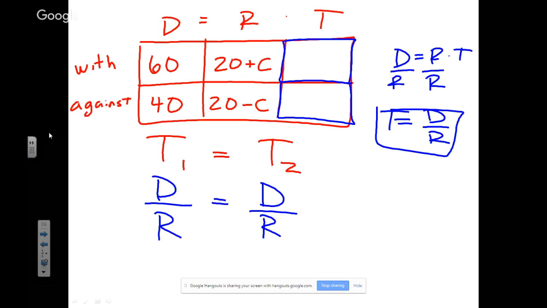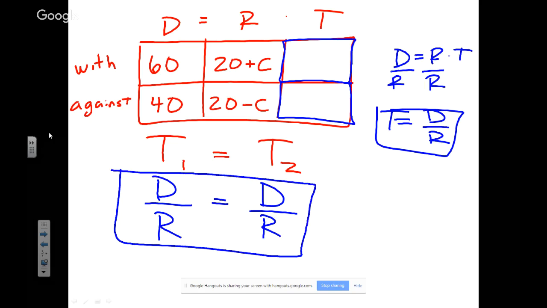Okay? But, so here's the $1 million. When you do this problem, that's kind of the formula you're going to want to use. I lied about the chart. Kind of don't need it. So what is our first distance? And what is the rate of that? Okay, so my formula is going to be 60 over 20 plus C equals, what's my second distance? Over 20 minus C.